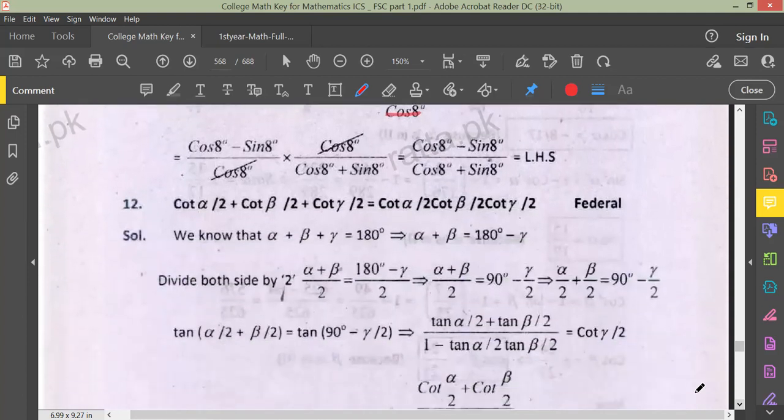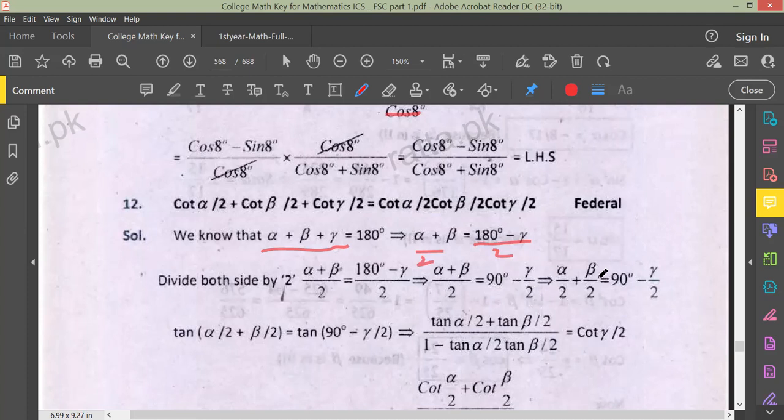Similarly, this is question number 12: cot of alpha over 2 plus cot of beta over 2 plus cot of gamma over 2 is equal to, we have to prove that the left hand side is equal to the right hand side. We know that alpha plus beta plus gamma is equal to 180. So alpha plus beta will be equal to 180 minus gamma. Because there is alpha over 2, we divide both sides by 2. So alpha plus beta over 2 will be equal to 90 minus gamma over 2.